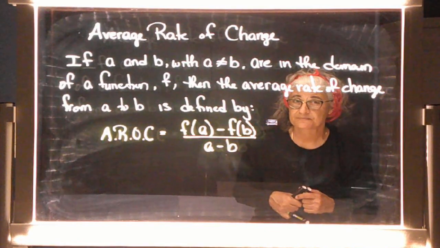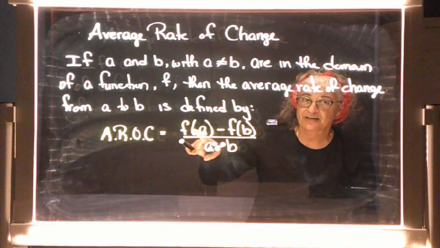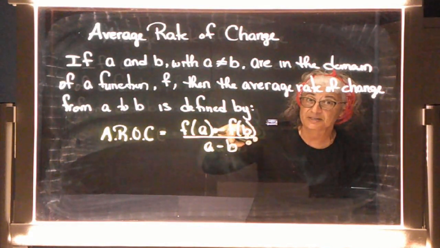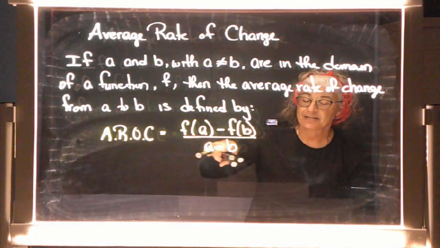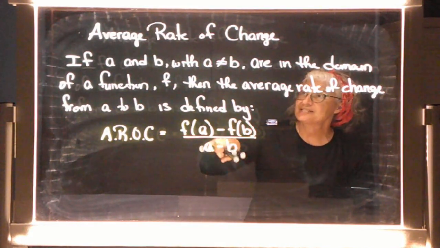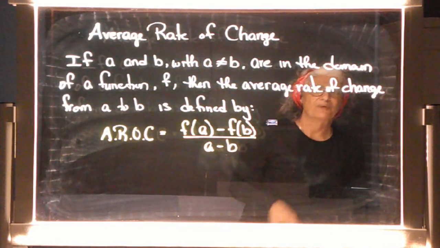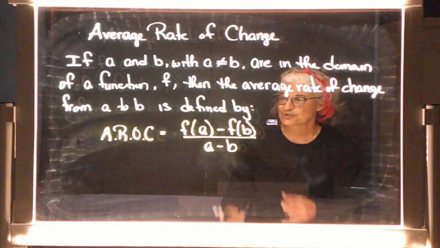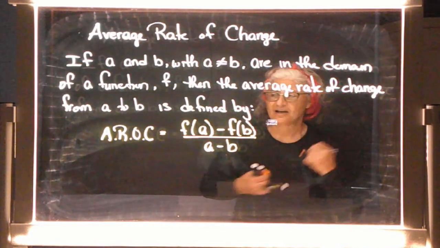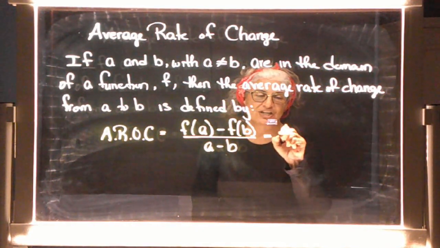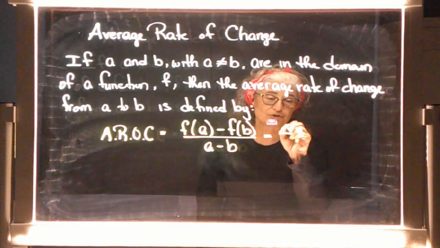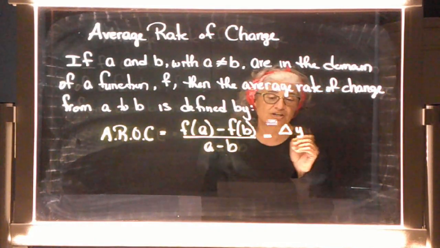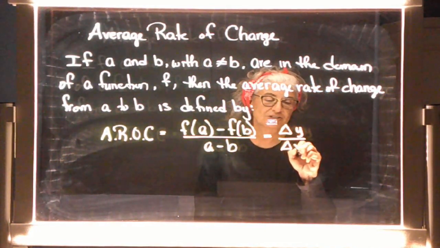What are those? Yeah, f of A is the y value when you plug in A. f of B is the y value when you plug in B, right? Over A minus B. A and B, they told us, are in the domain. So A and B actually represent x values. So if you allow me, I'm going to write this as the change of the y's. This little triangle means change. It's actually the word delta, which means change. The change in the y's over the change in the x's.